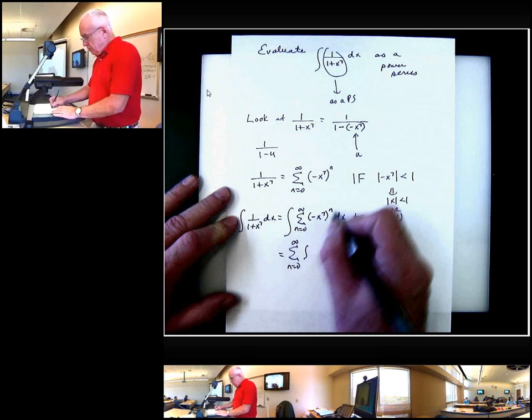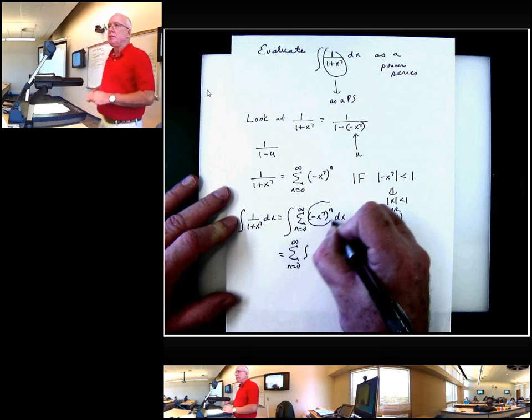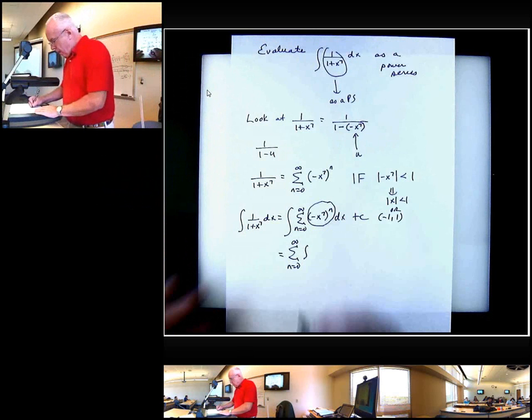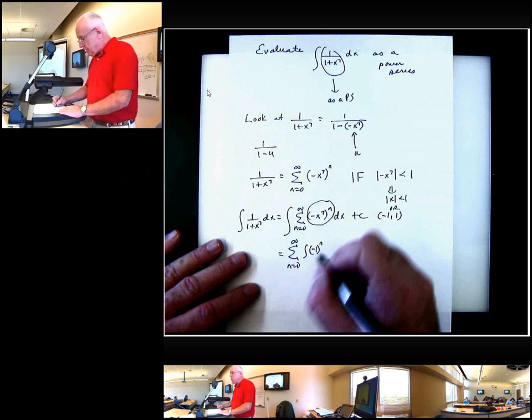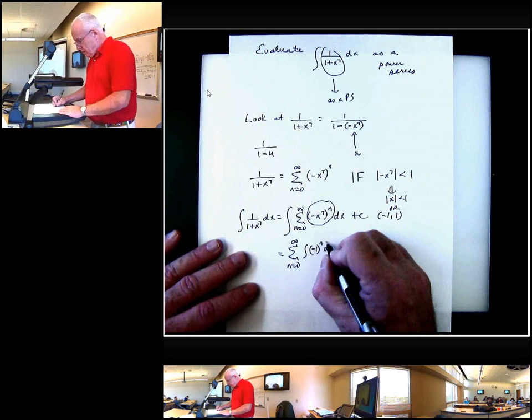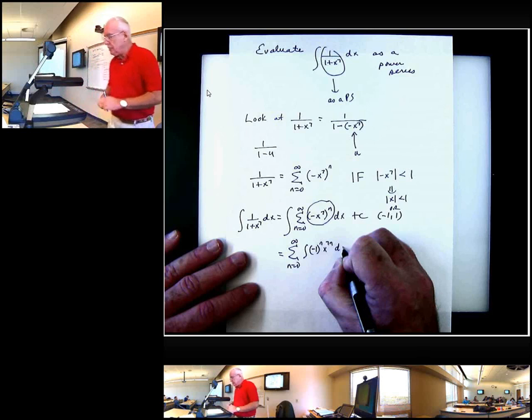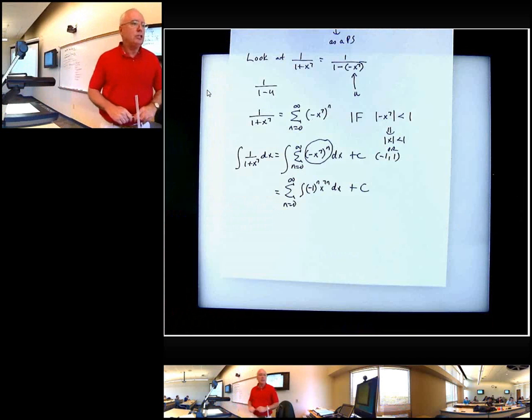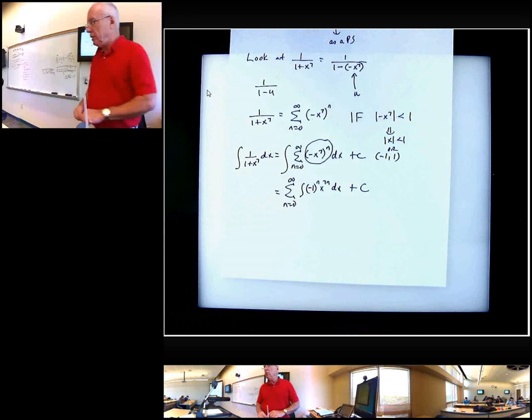How can I rewrite this to make my antiderivative be much easier? Minus 1 to the n times x to the 7n, right? Be a nice, easy antiderivative to get down. Okay, everybody see that? Just doing that little fiddling with exponents.